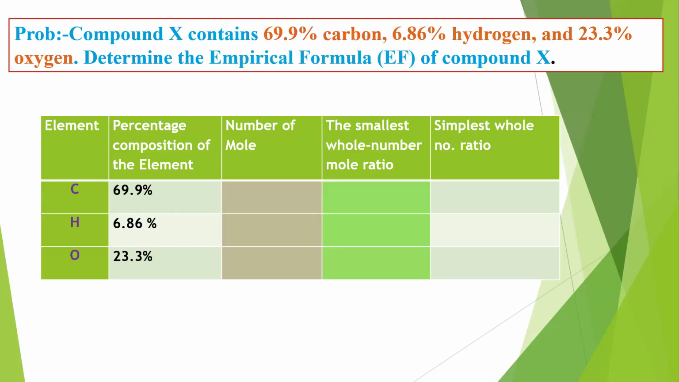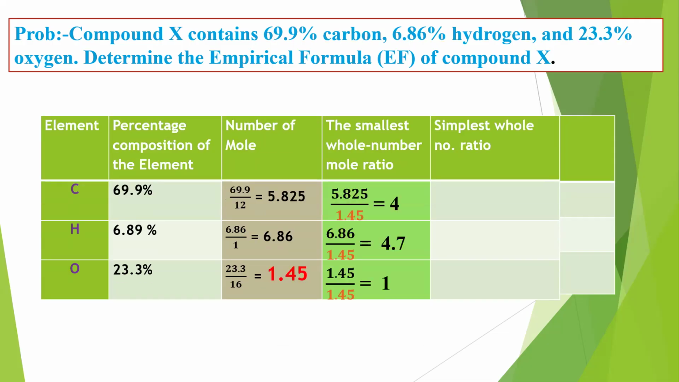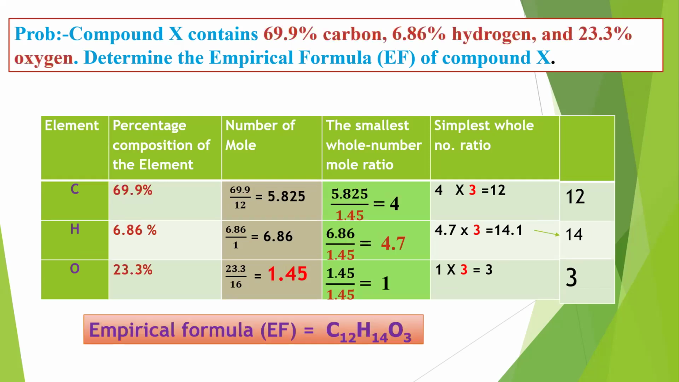Percentage is given, percentage divided by the respective atomic weights, then you will get moles. Based on this, select only the lowest value, that is 1.45. Divide by 1.45, then you will get the values 4, 4.7, then 1. Then here you have to multiply with 3. Why? To get the simplest whole number ratio. So this is called the empirical formula, that is C12H14O3.